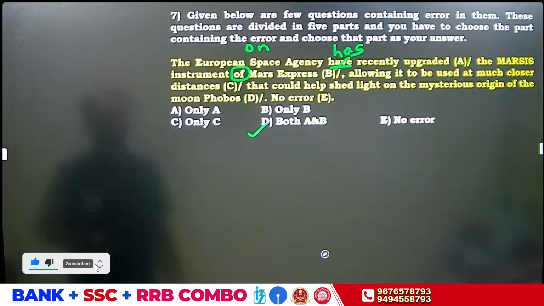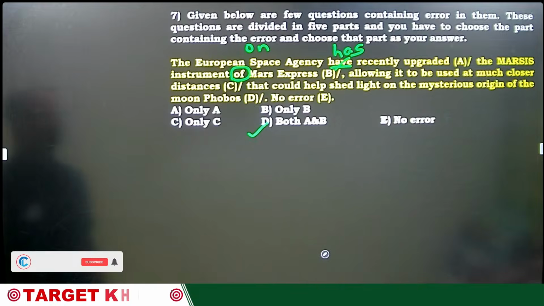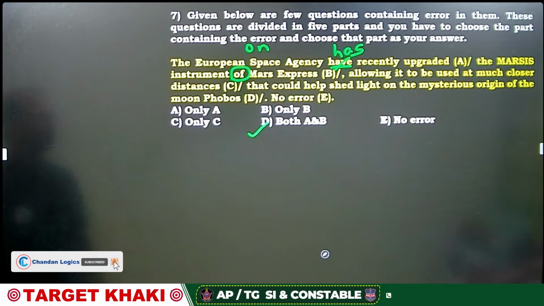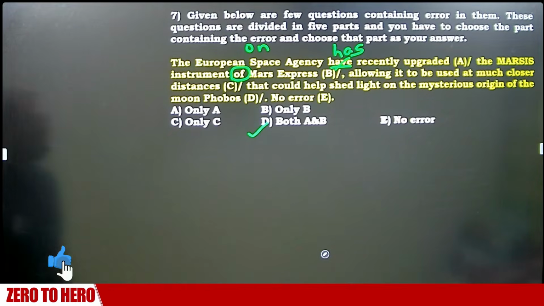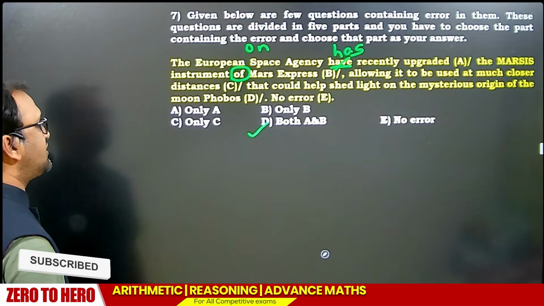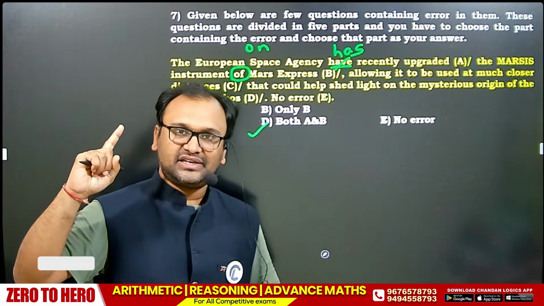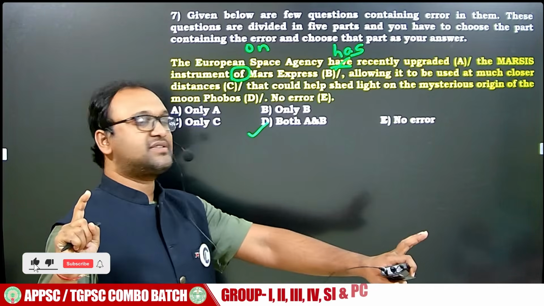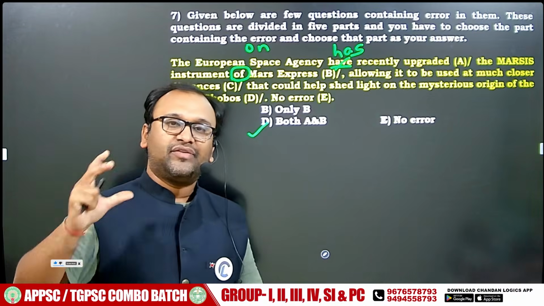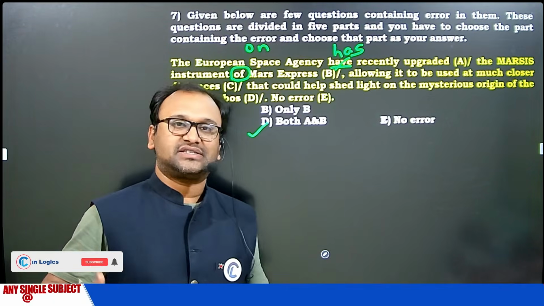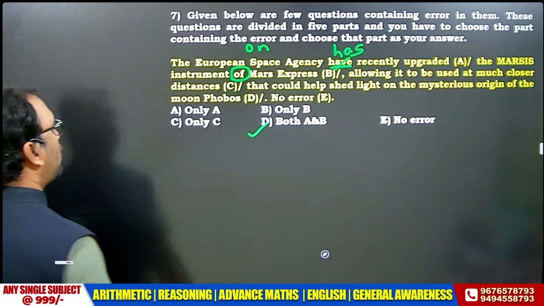The Mars's instrument on Mars Express, allowing it to be used at much closer distances that could help shed light on the mysterious origin of the moon Phobos. The European Space Agency has recently upgraded the Mars's instrument on Mars Express. See, it is a space agency. There is a Mars Express, Mars planet. So this European agency has upgraded its technology on the Mars planet. On. You don't say of.